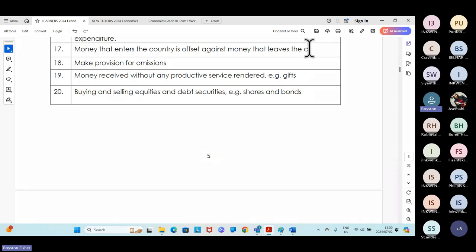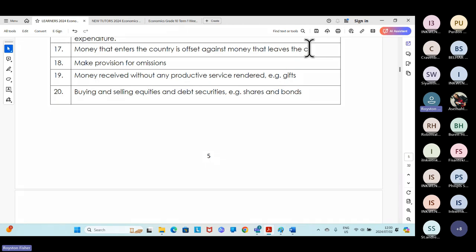Number 18, make provision for omissions. Could you repeat the answer of number 16? Number 16 is current account. Right, we are by number 18 now. Make provision for omissions. So when you look in your balance of payments, basically a part where we do not record or we forgot to record things, and that would be by our unrecorded transactions. That's by number 18.